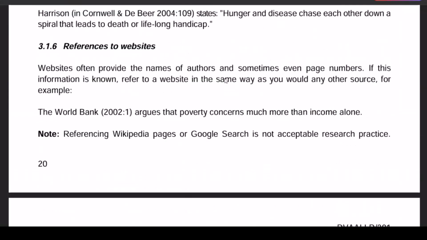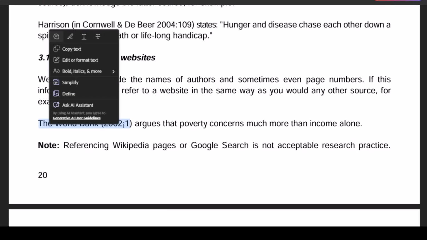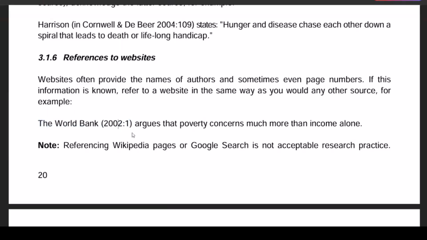Oh, by the way, before I go forward, sometimes we don't only include in-text referencing for journals and for books. Sometimes we use reports, like the World Bank. Remember, we're talking about the World Bank, IMF. You're going to read these reports to support some of your arguments. So this is how you reference the report in the website. So it's going to be the World Bank, written in 2002, page 1.